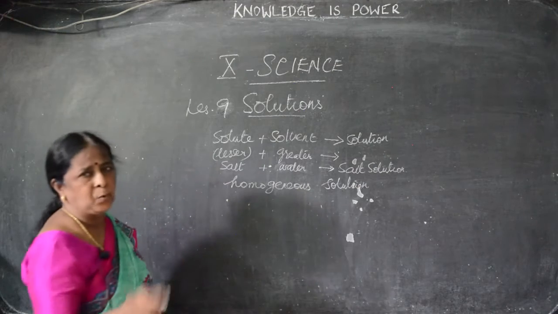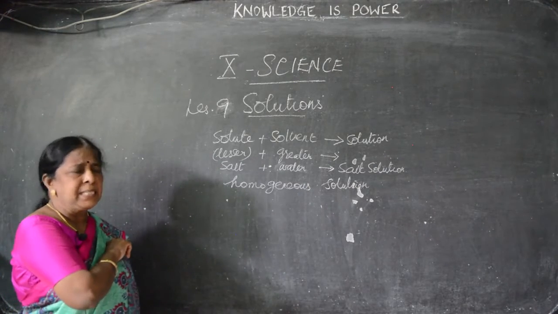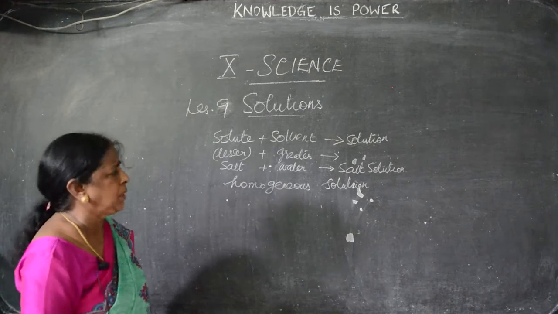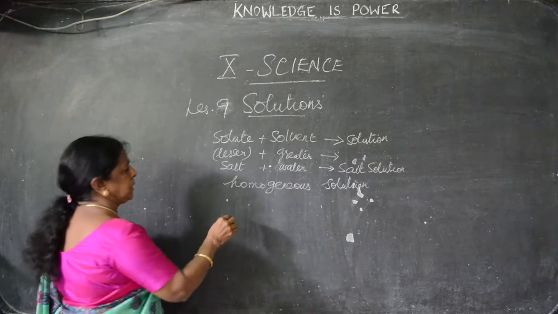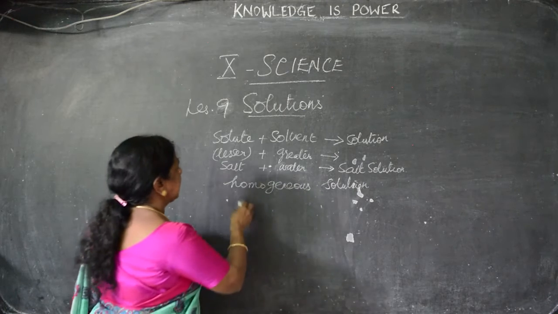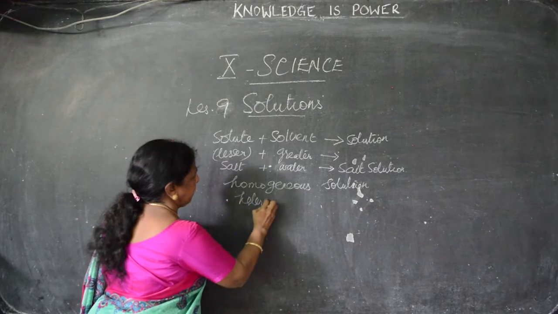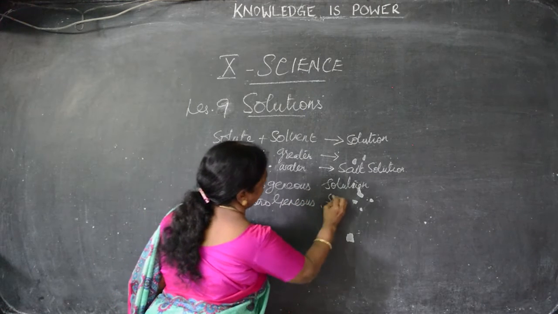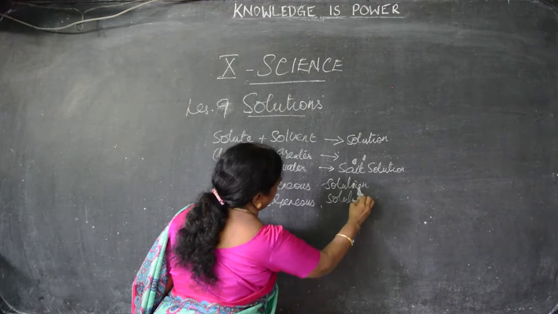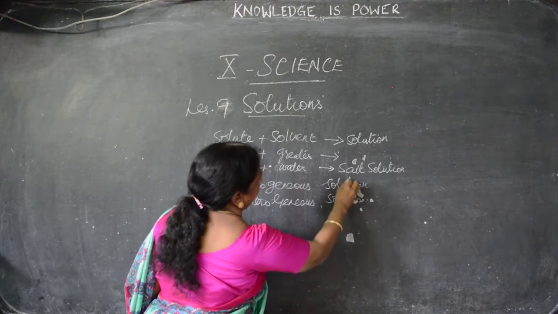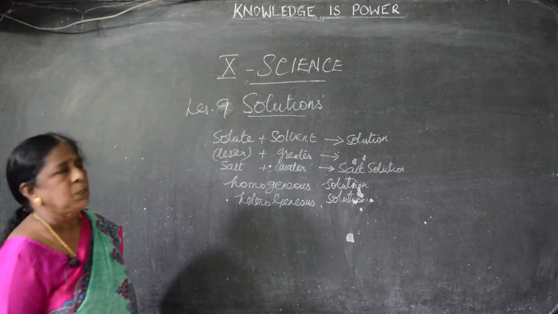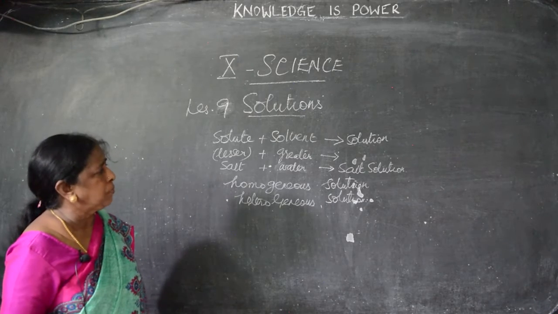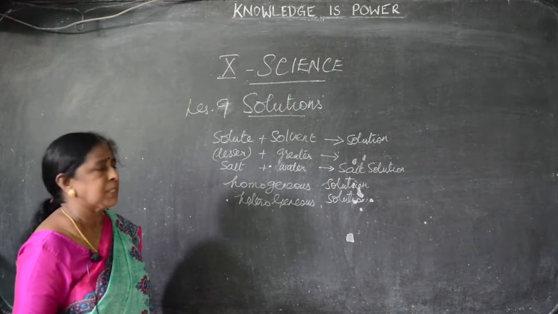Suppose you are taking sand and water instead of salt. They too make a solution, but sand is not entirely dissolved in the water. Such an unclear solution is known as a heterogeneous solution. So in a solution, a lesser amount of solute and a more amount of solvent mix together and become a solution.